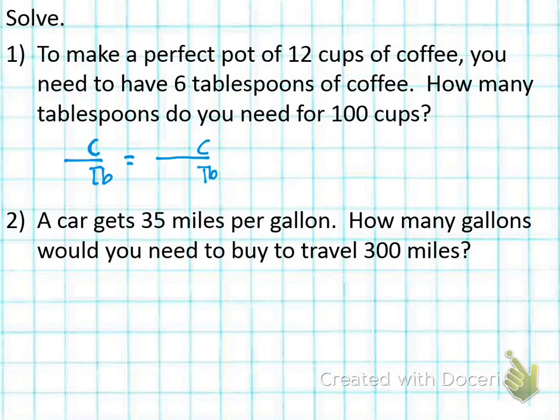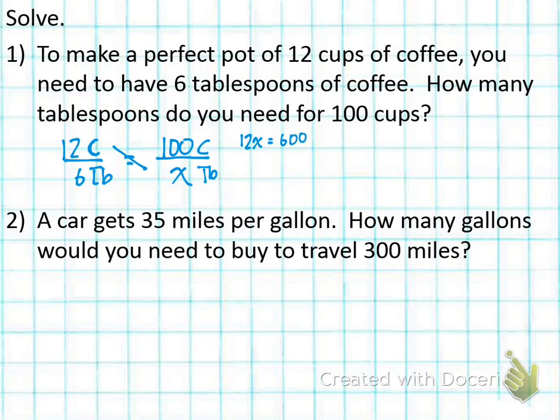So on the first proportion, we know that to make 12 cups of coffee, I need 6 tablespoons of coffee. The question is, if I wanted to make 100 cups of coffee, how many tablespoons? That's where the question mark is. So we just set up our proportion. In the place of tablespoons, I'm going to put x, and then I just cross multiply like last week. 12 times x is 12x. And then 6 times 100 is 600.